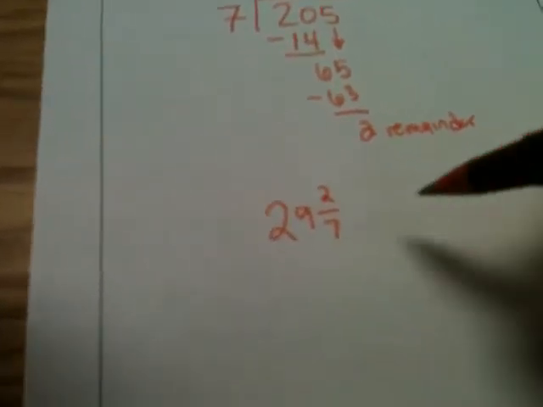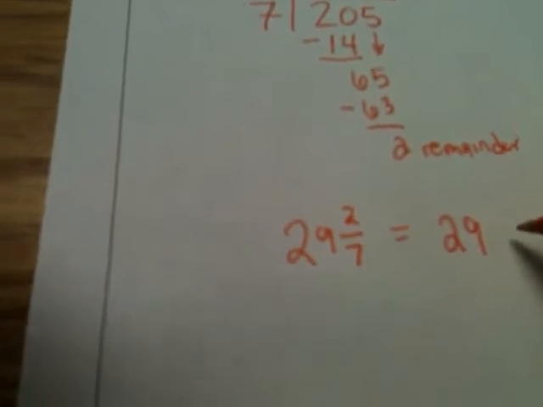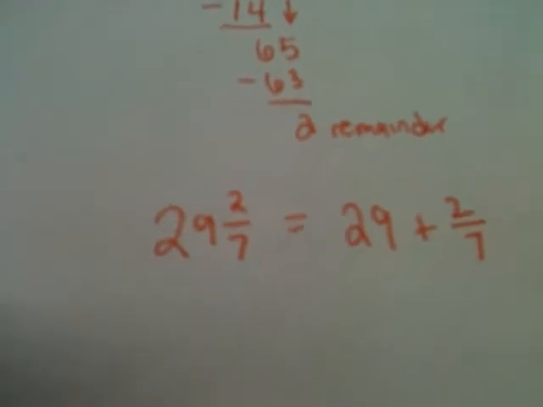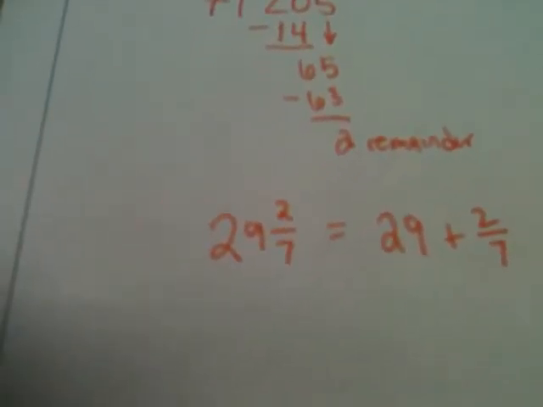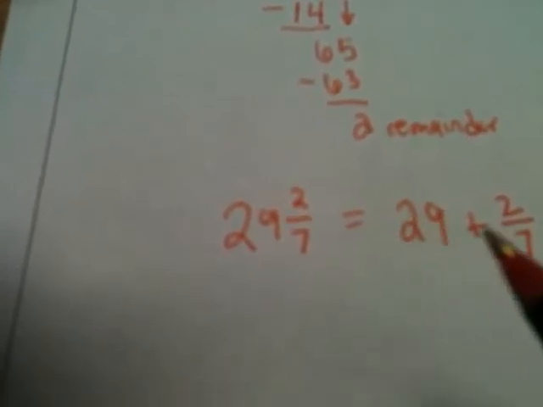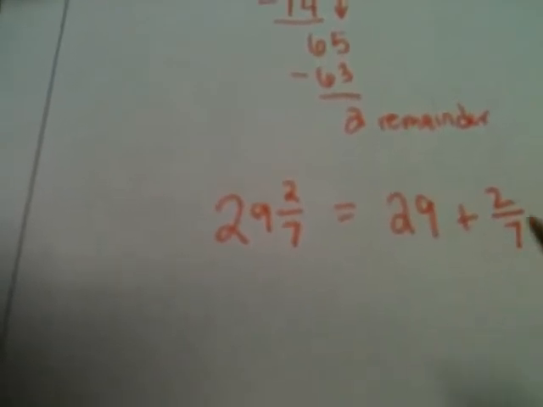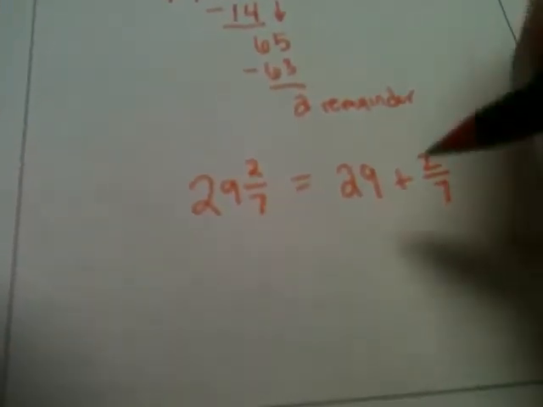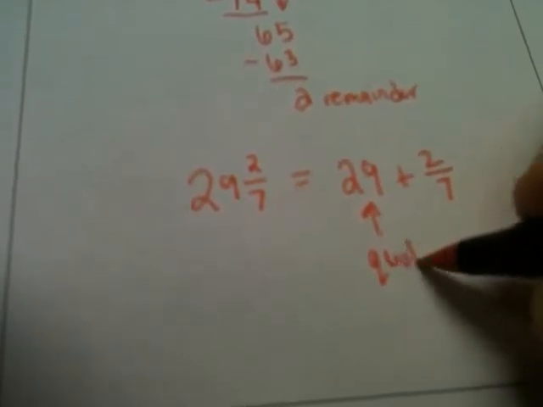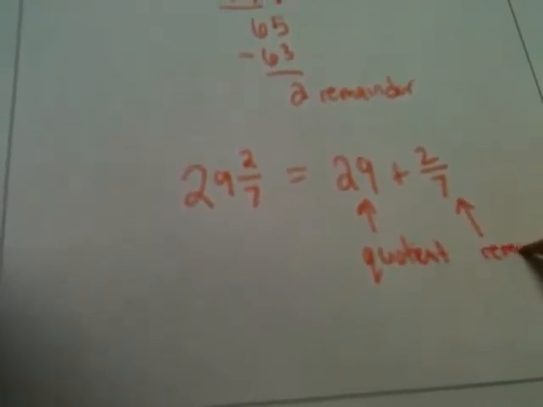Okay, for our polynomial purposes, I'm going to get clever here, and I'm going to show you that 29 and 2/7 is the same thing as 29 plus the fraction 2/7. Now remember that we stuck it together to make it a mixed number, but in actuality it's the whole number plus the fraction. So you're taking the quotient and adding the remainder to it. This is the quotient, and you're adding the remainder to it.